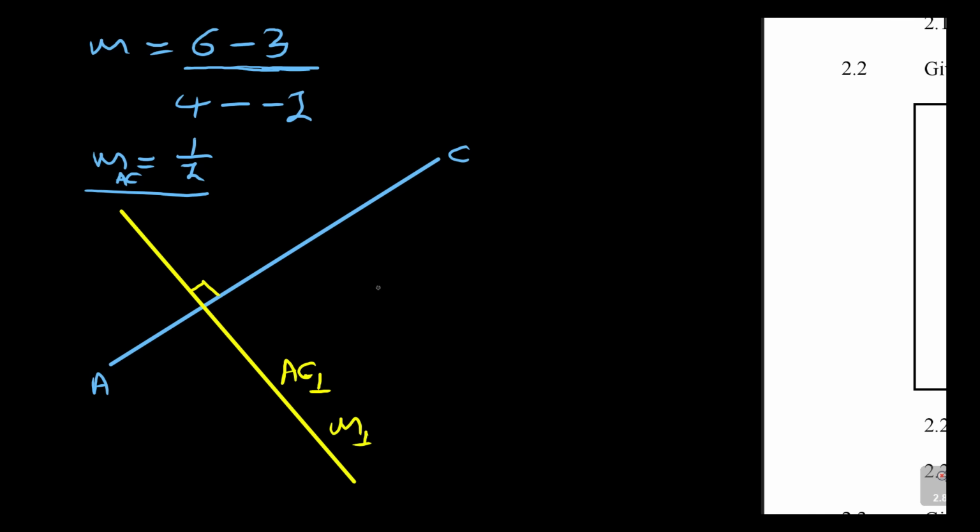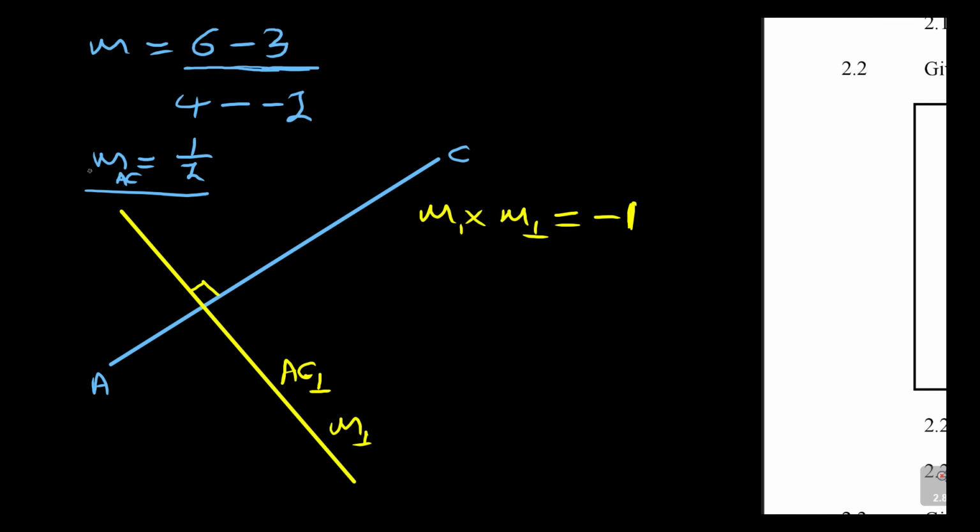There is a formula which says if you multiply M1 times M perpendicular, it is equal to negative 1. There is a formula that connects two lines which are perpendicular. It says the gradient of the first line times the gradient of its perpendicular line, you must get negative 1.